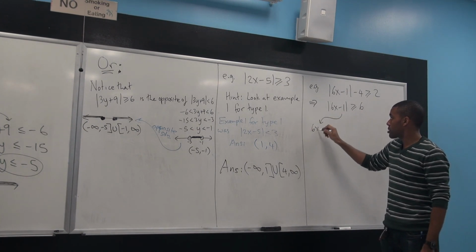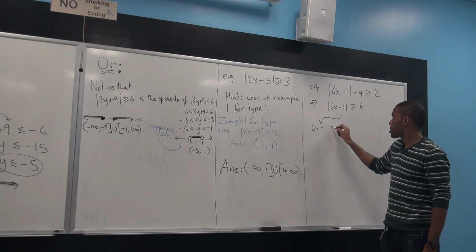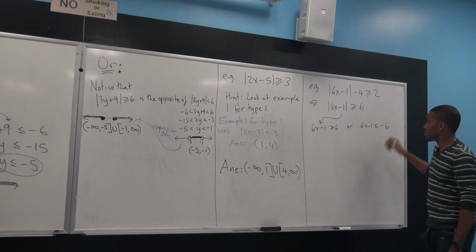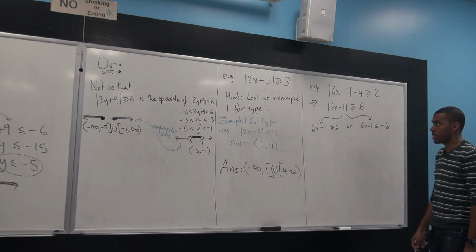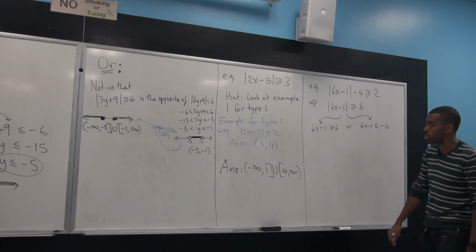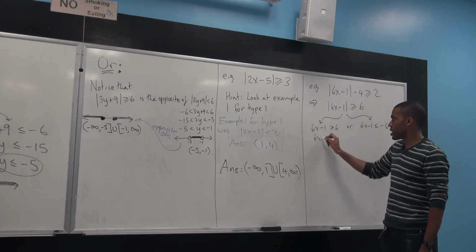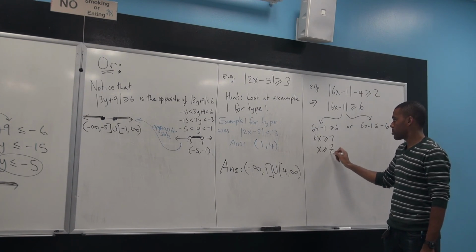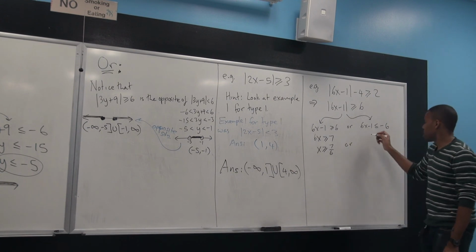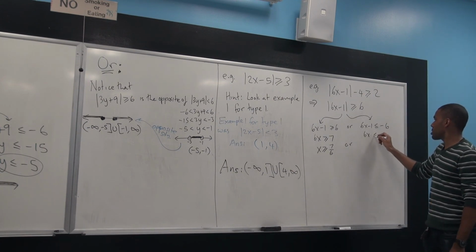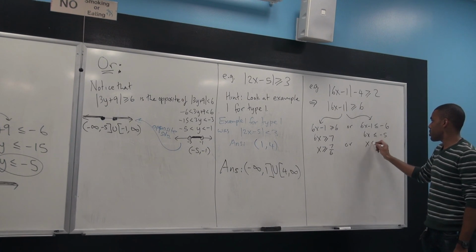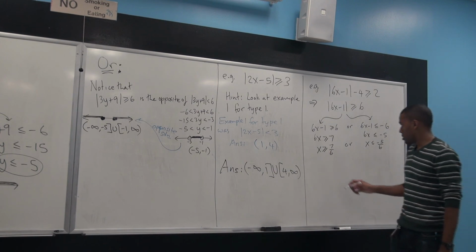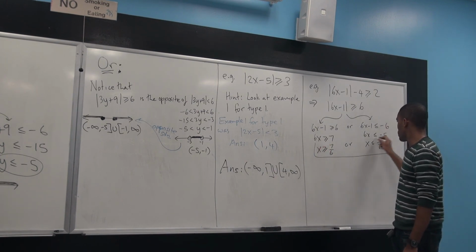You can. 6x minus 1 greater than 6. 6x minus 1 less than or equal to negative 6. This is doing the original way that the book recommends. You can just split it in 2. Once it's greater than, you have to split it into 2. And here, add 1 to both sides. Divide both sides by 6. Over here, again, add 1 to both sides. Divide both sides by 6. So that gives us 2 situations here.